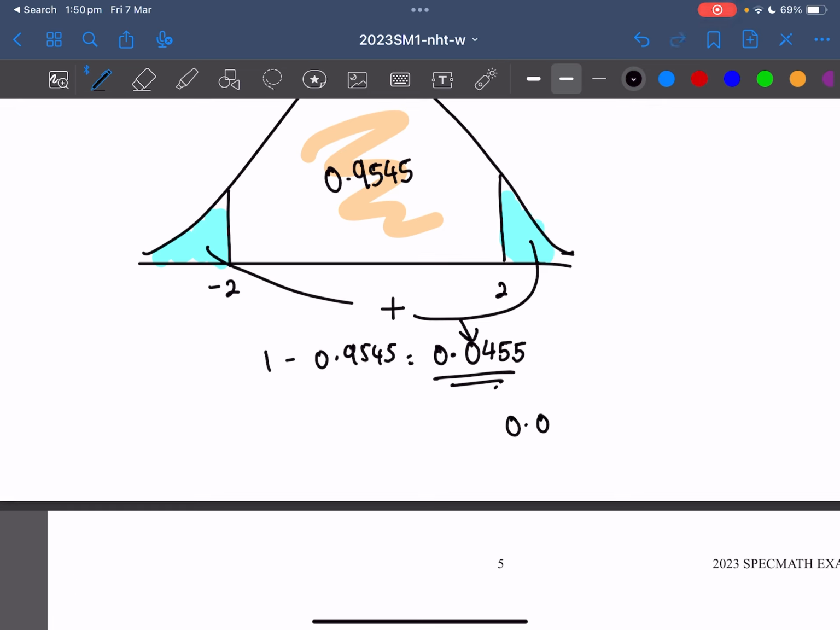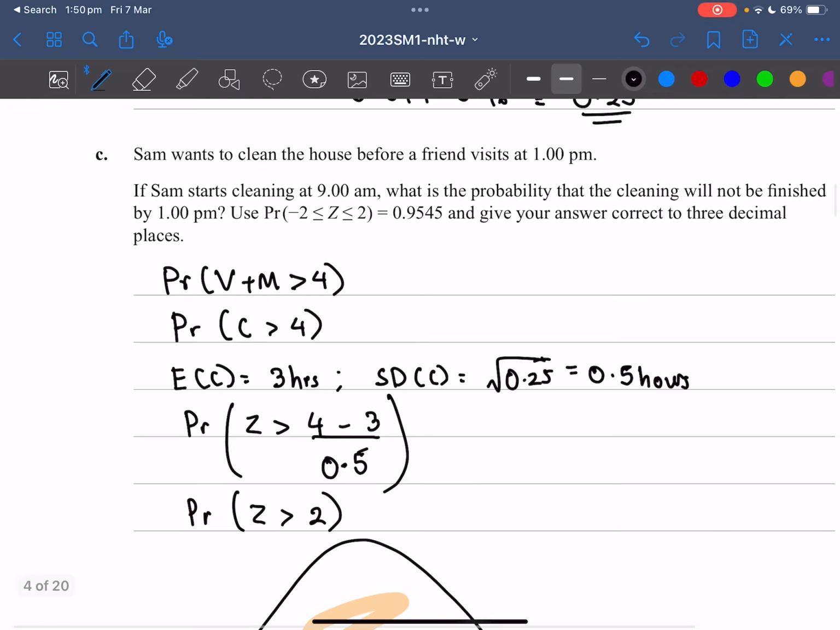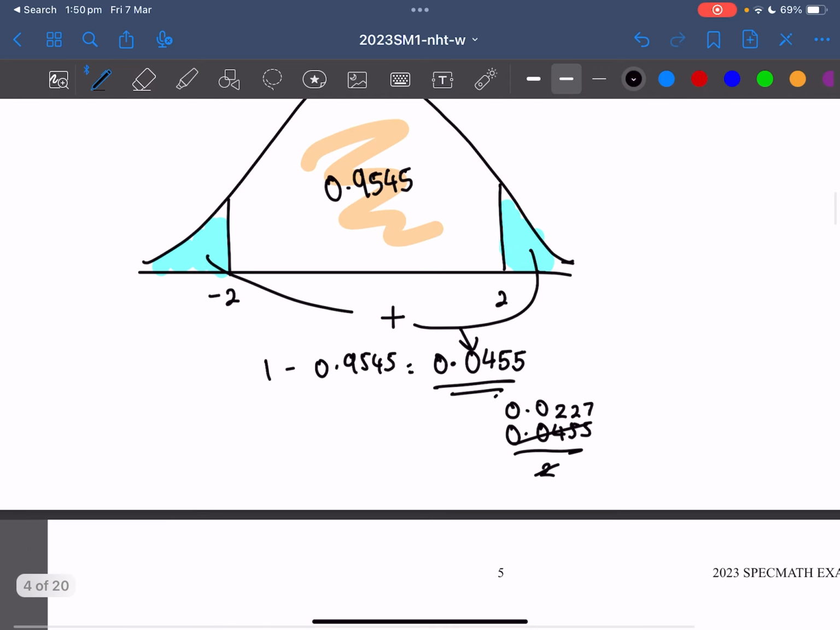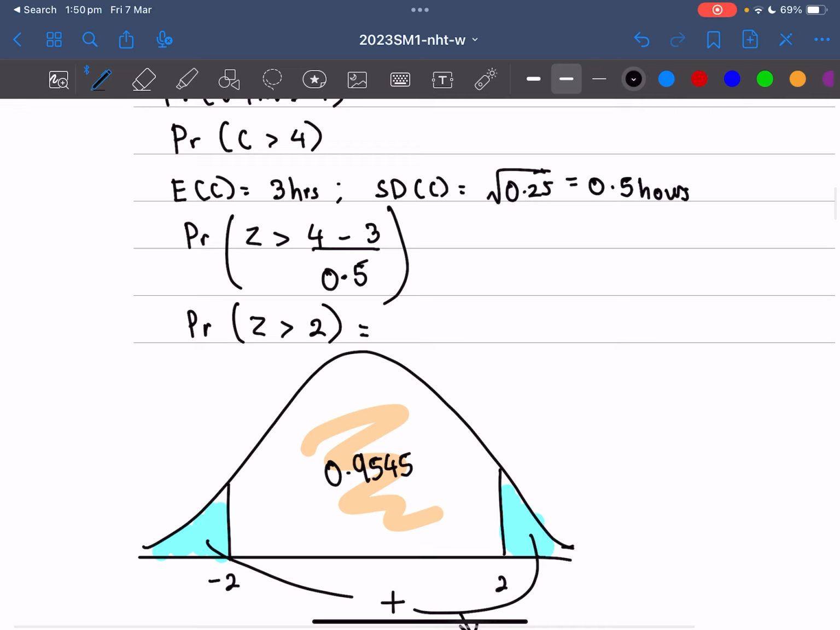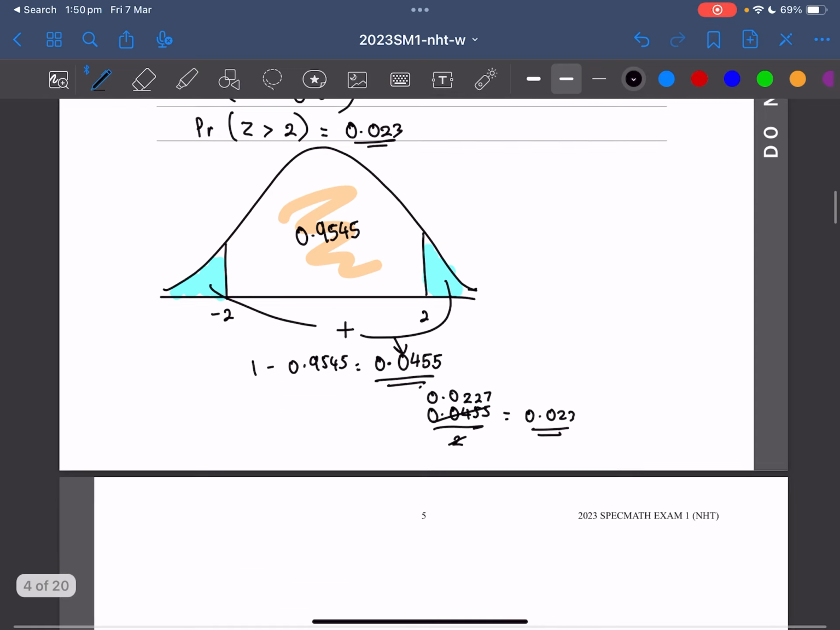So 0.0455 divided by 2, so we'll get 0.02, then there'll be 27 something. So we are looking for 3 decimal places, so it will be 0.023. Okay, so that's going to be 0.023. Okay, hopefully that made sense.